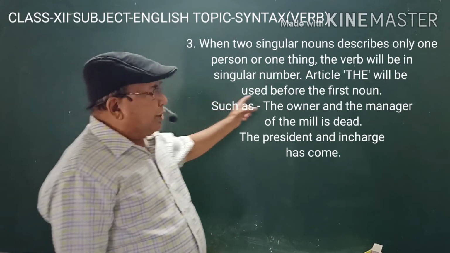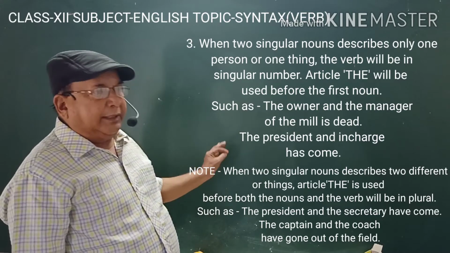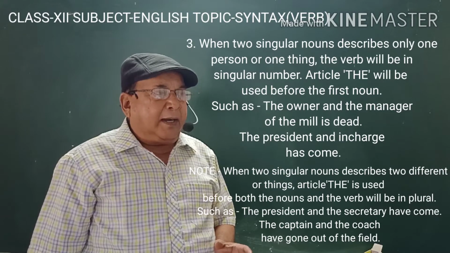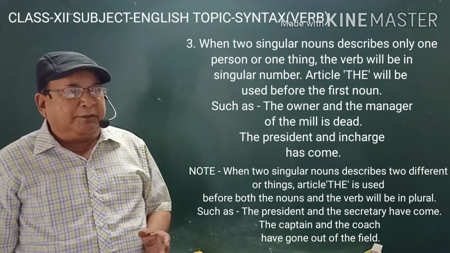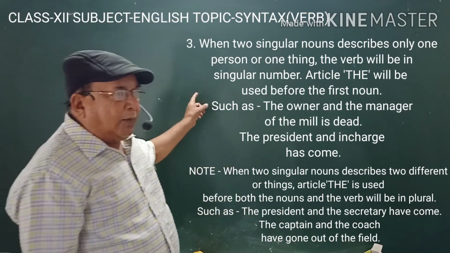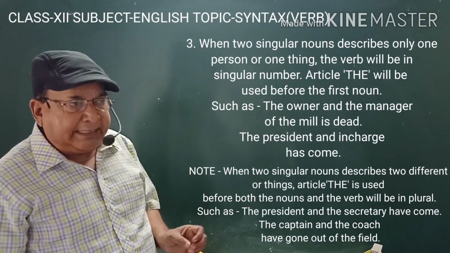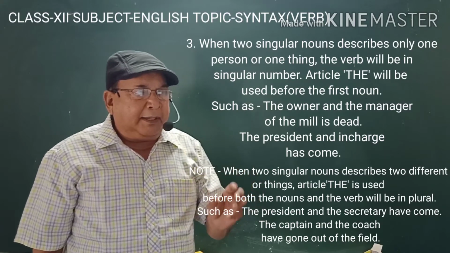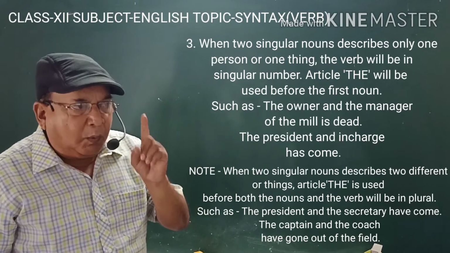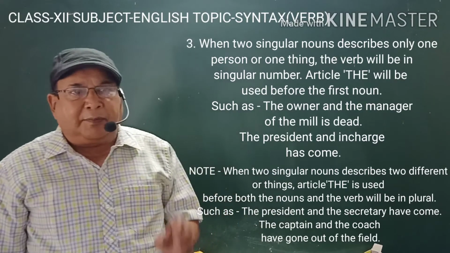Another point, when two singular nouns describe only one person or one thing, the verb will be in singular number. Article the will be used before the first noun. For example, the owner and manager of the mill is dead. In this sentence, owner and manager are not two persons, they are only one person. He is the owner as well as the manager. That's why the singular verb is used.